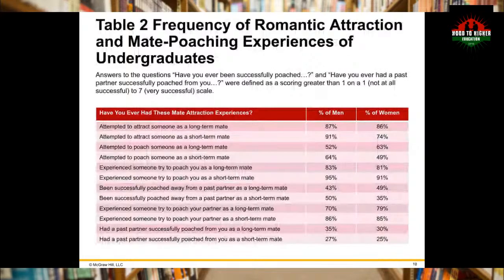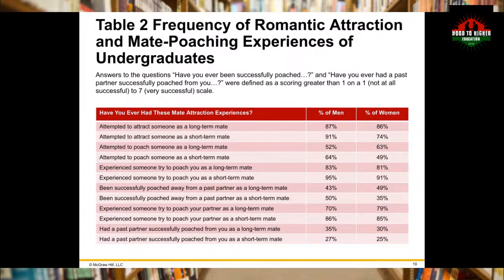Take time, take notes, and reflect. Table 2, the frequency of romantic attraction and mate poaching experiences of undergraduates. So the answers to the questions: have you ever been successfully poached? And have you ever had a past partner successfully poached from you? Were defined as a score greater than 1, from 1, not at all successful, to 7, very successful, right?